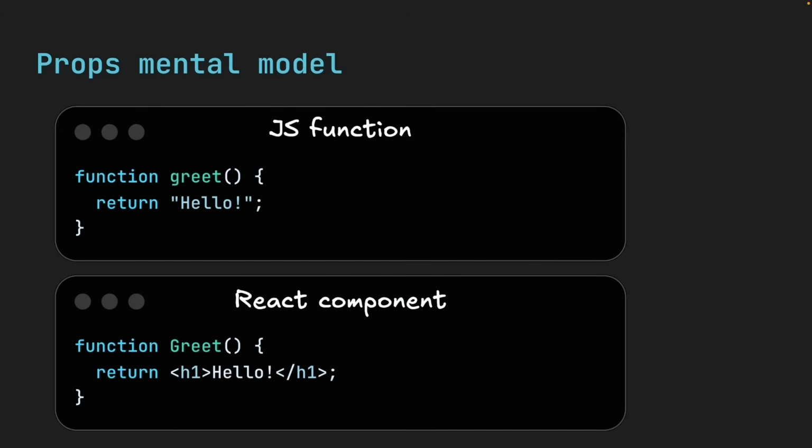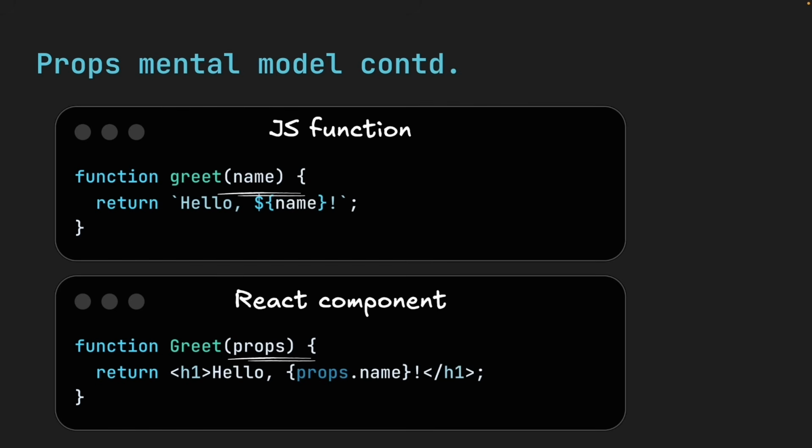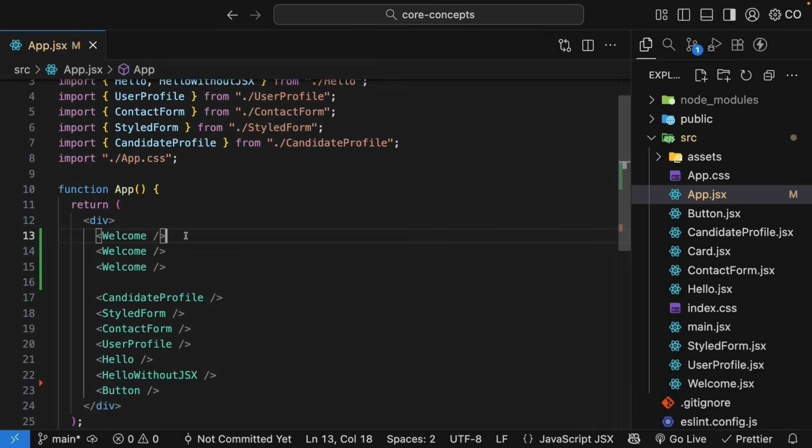Here's the mental model. If React components are like JavaScript functions, which they are, then props are like the arguments you pass to those functions. Let me show you how this works. To pass data to our welcome components, we add attributes to them. Just like HTML elements have attributes, React components can have them too.